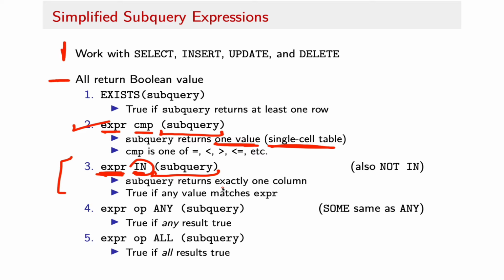So the subquery returns exactly one column, and this is kind of similar to the constraint that we see on the subquery in case number 2, where in order for this to work, we've got to return just one value because we're going to compare it using one of these scalar comparison operators. In this case, we're going to return a set, which is going to be represented as a single column table. And again, this expression will be true if any value matches that expression. There's also a variant of this called not in, so we can say expression not in subquery, and that just reverses the sense of the test.